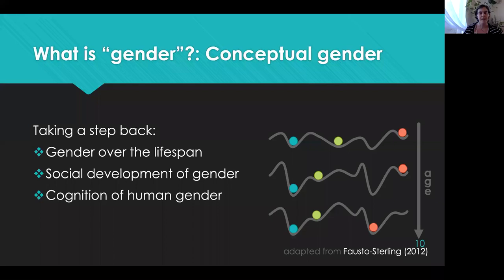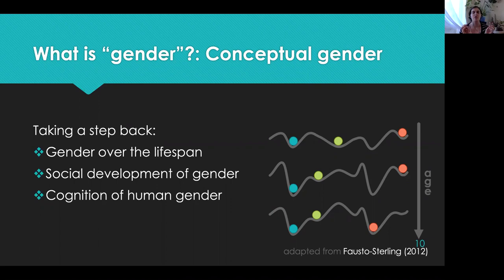Gender is one of those terms that we use in linguistics, but in a lot of other fields as well. And so I want to define it in a more specific way so that we all are on the same page and we know what I'm talking about when I say gender. So the first thing I want to talk about is what I call conceptual gender or biosocial gender. Now, those are actually different things, but they all stem from a similar source. So let's start there.